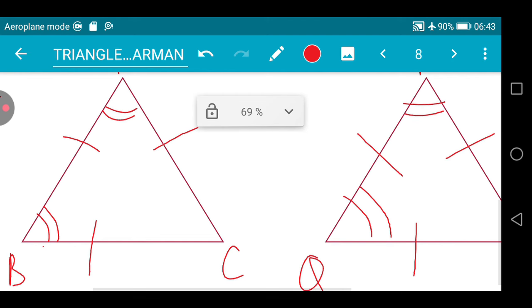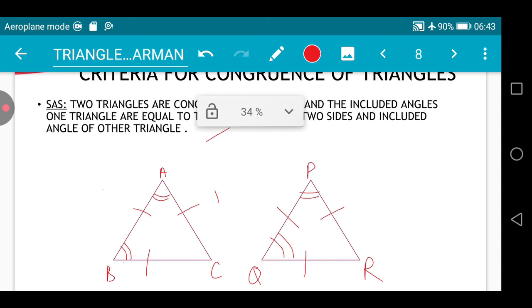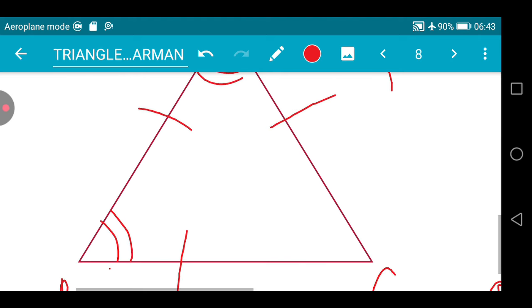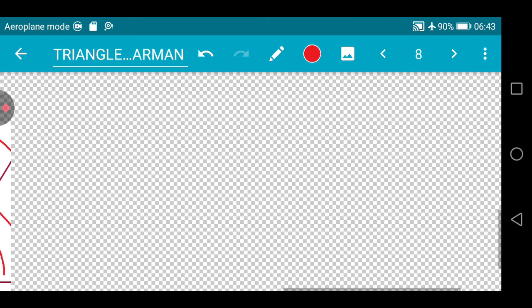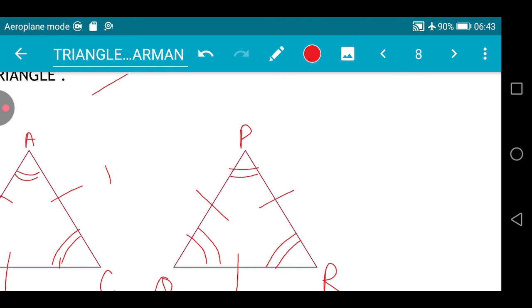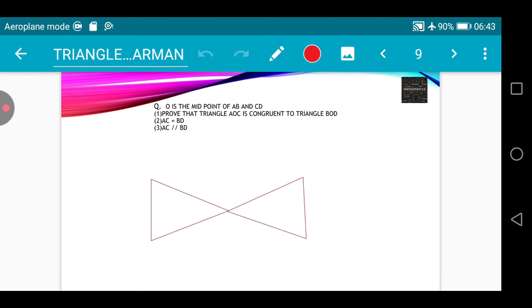Now one more criteria can be found. If the AC side is equal to PR and BC equal to QR, then the included angle will be angle A or angle B? No, angle C will be the included angle of these two sides. So angle C will be equal to angle C. So this criteria will be used for side angle side. I hope you understand. So this is our first question.